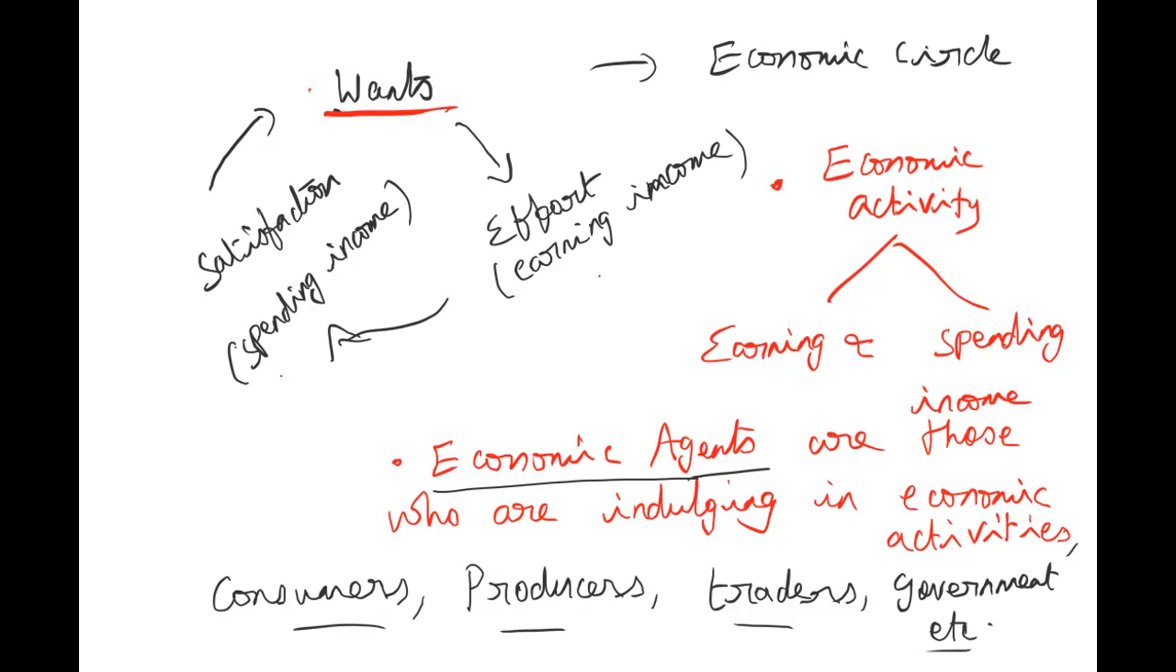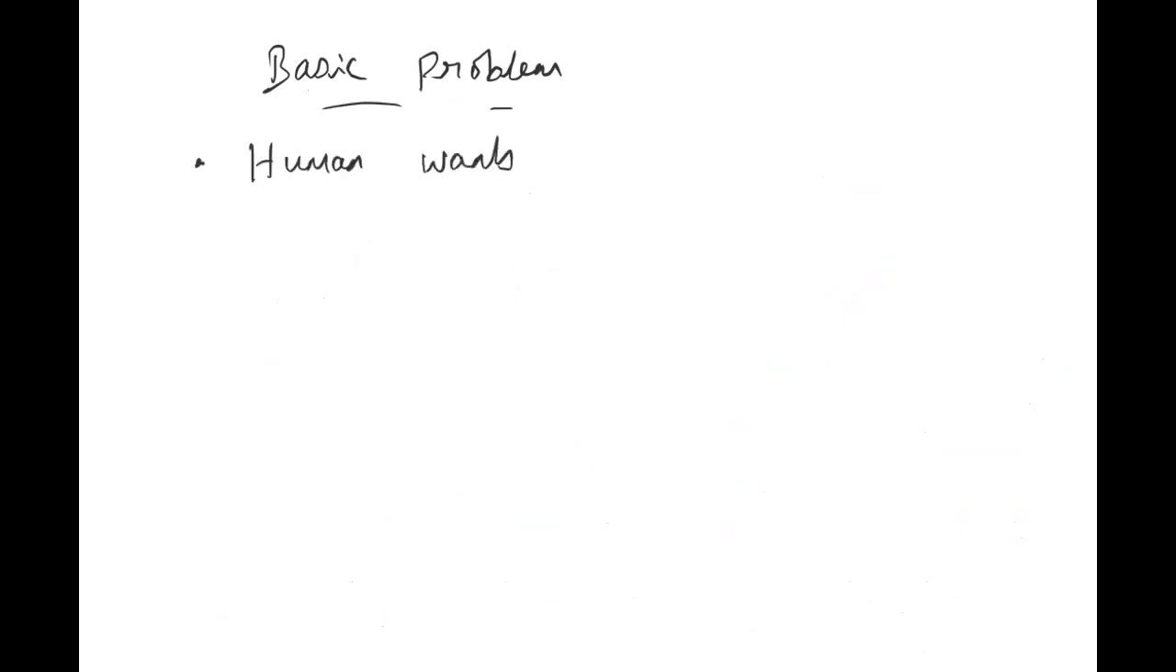Now, what is the basic problem here? The basic problem here is human wants are unlimited, isn't it? If you are satisfied with one want, we want to purchase another good or service. So there is no end to human wants. One of the most important characteristics of human wants is that they are unlimited. We want so many varieties of clothes, so many varieties of jewelry, so many varieties of gadgets, etc., isn't it? So human wants by nature are unlimited.